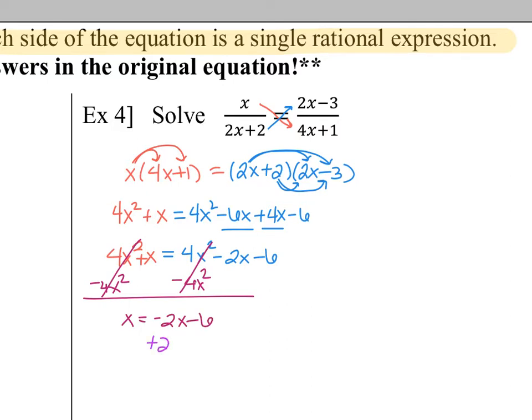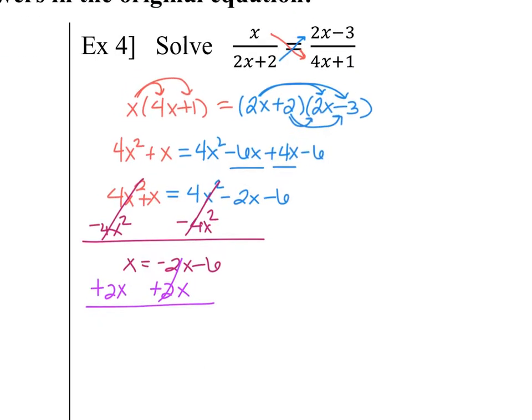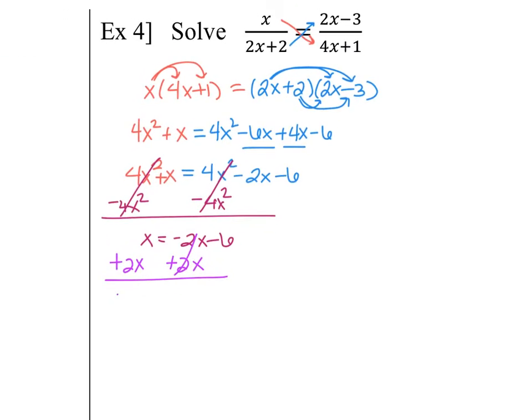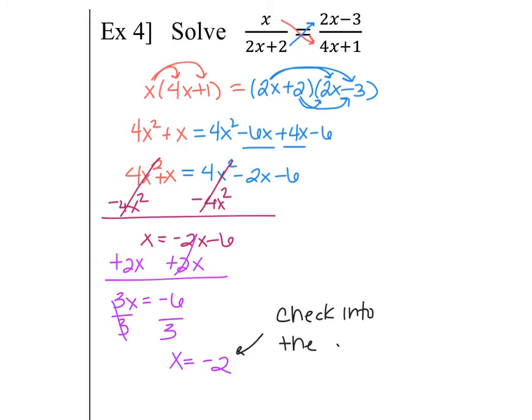So continue solving. Add 2x to both sides. We get 3x equals negative 6. Divide by 3. X is equal to negative 2. So once again, before we can say that this is our final answer, we need to check into the denominator.